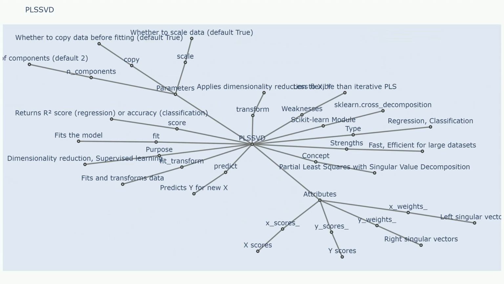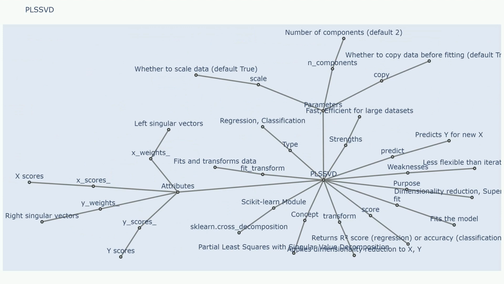2. Singular value decomposition, SVD. SVD is a linear algebra tool that decomposes matrices into three components. A matrix of left singular vectors captures the variance of the first dataset. A diagonal matrix containing singular values represents the magnitude of the relationships between datasets. A matrix of right singular vectors captures the variance of the second dataset.